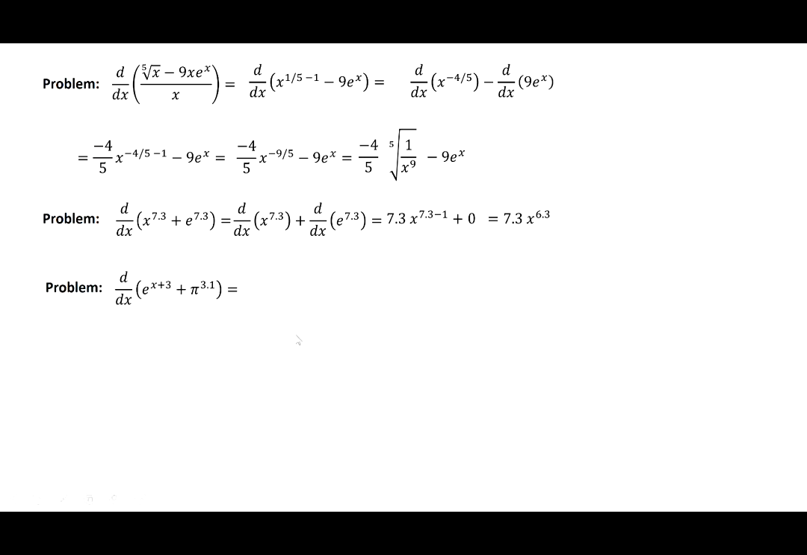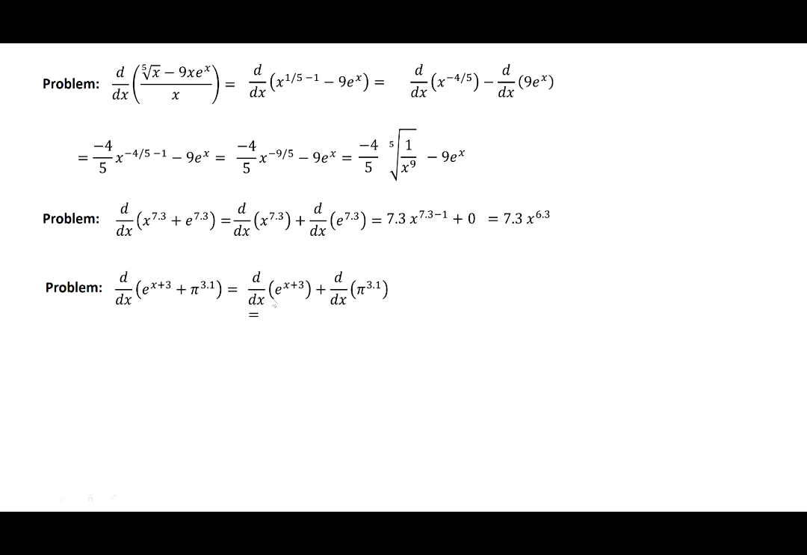Ooh, I like these. d dx of e to the x plus 3 plus the quantity pi to the 3.1. Okay. Is this the derivative of a sum? Yep, let's recognize that and say it must be the derivative of the first one. What happened to the equal sign, man? Oh, brother. So d dx of e to the x plus 3.